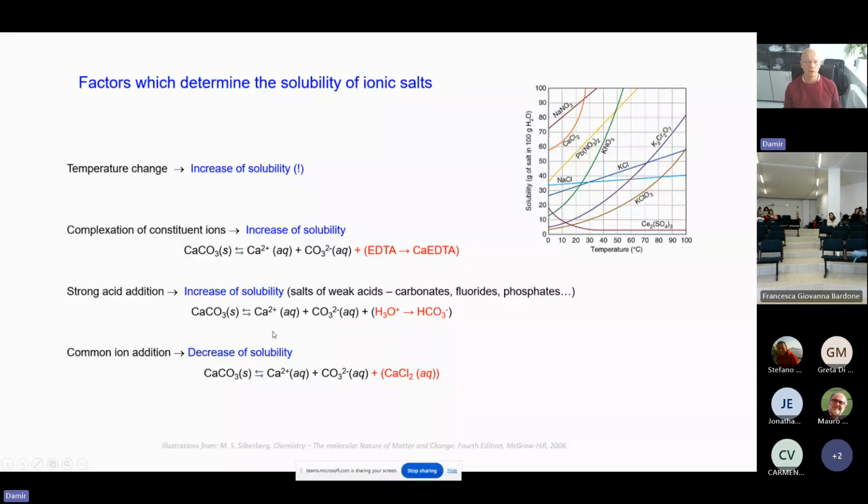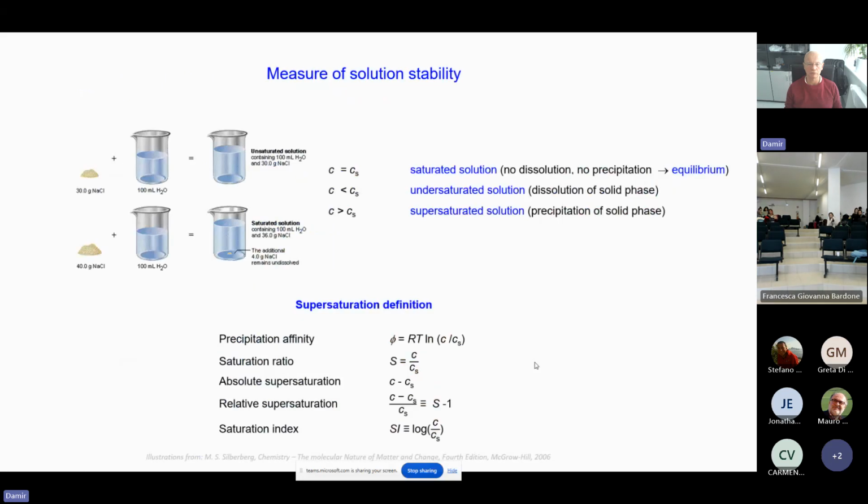And finally, the addition of a common ion to a solution can decrease the solubility. So if you introduce into a calcium carbonate solution, which dissociates in this way, some additional soluble calcium salt, for example calcium chloride, the equilibrium will be moved to the left side, and the solubility of calcium carbonate will be diminished.